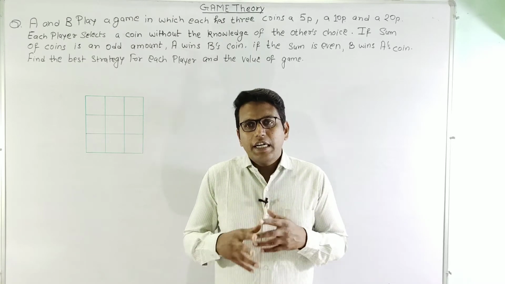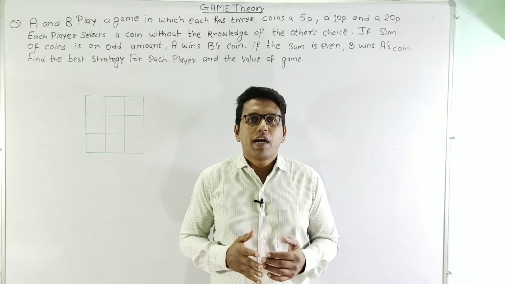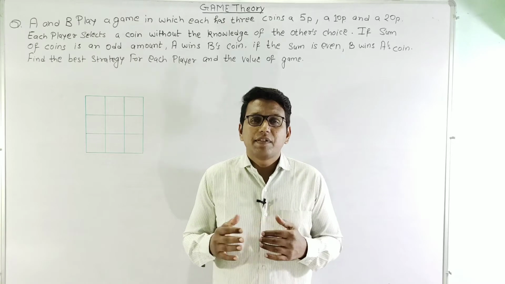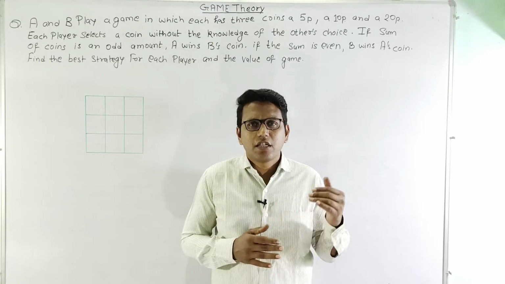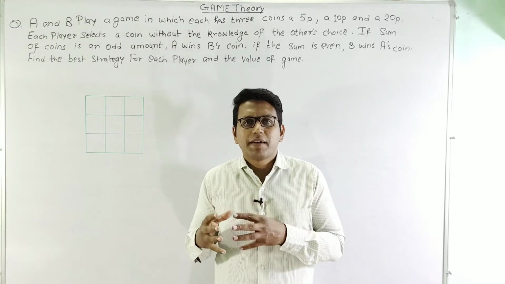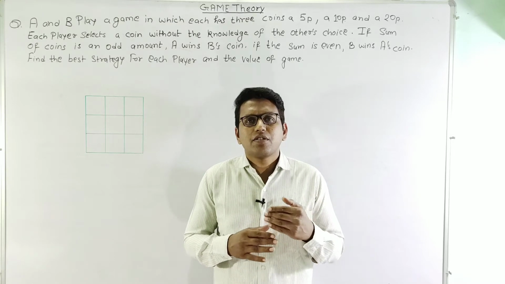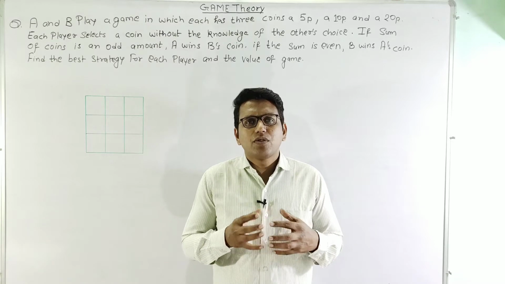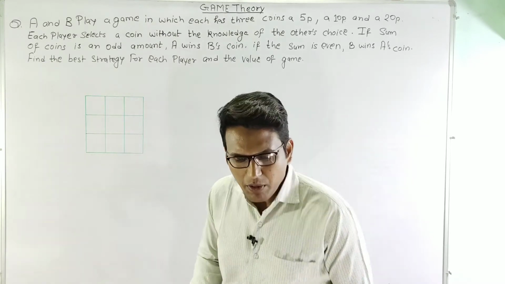So in any game theory problem, our first step is to find out whether there is a saddle point or not, and if there is no saddle point we will reduce the matrix into 2 cross 2 size. But how are we going to reduce the matrix? We generally reduce the matrix using the dominance rule. So in this problem we will see how we use the dominance rule in a game theory problem. So let us move on to the problem.